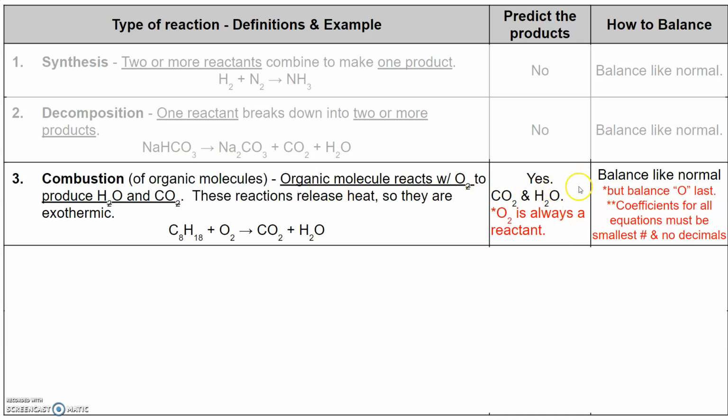So what do you need to know how to do for this? First, you need to know how to recognize it. For all of these, you need to know how to recognize what type of reaction it is. But you also need to know how to predict the product. So you need to know that CO2 and H2O are always the product, and O2 is always the reactant. Finally, you need to know how to balance it. And there are a couple of strategies that we went over with this. So firstly, you want to balance oxygen last. And you want to make sure your coefficients are the smallest number possible and no decimals. Now, those rules about the coefficients are true for all reactions, but it really is something that shows up in combustion. So that's why we took a moment to go over it then.